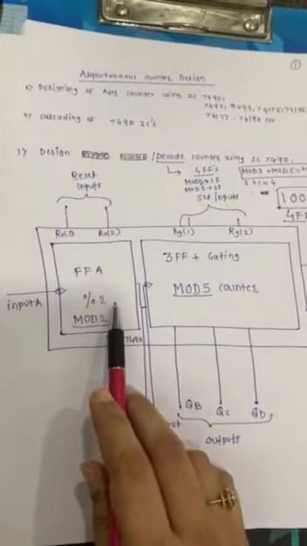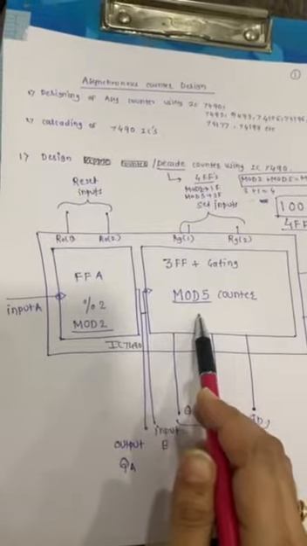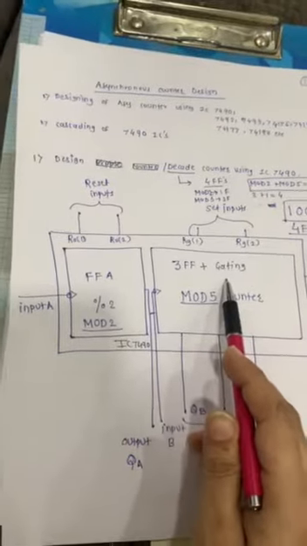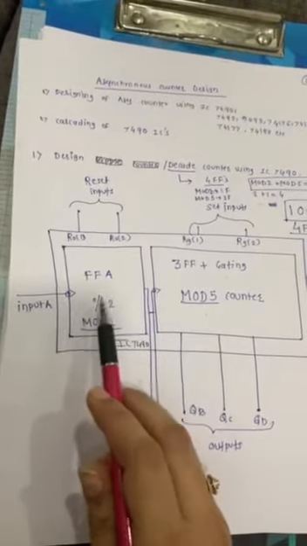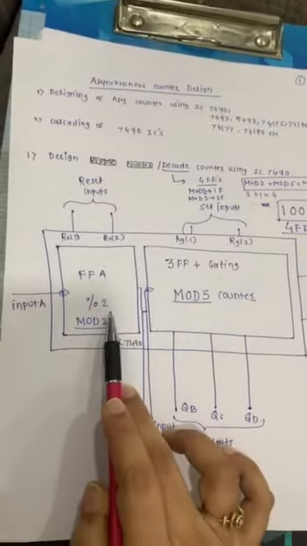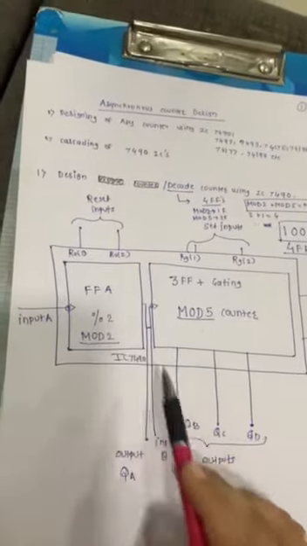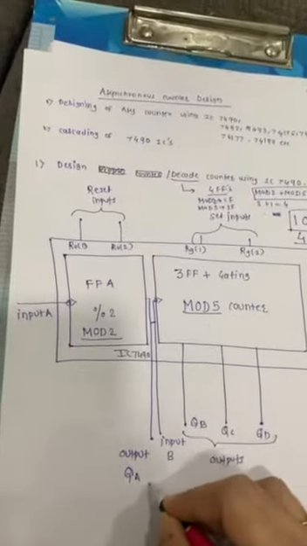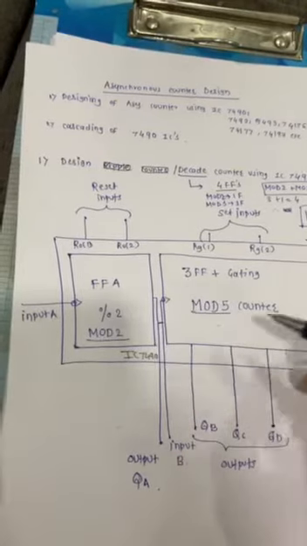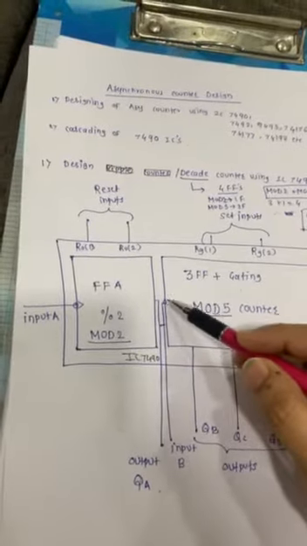First it has a mod 2 counter, that is flip-flop A, and second is the mod 5 counter, in which there are 3 flip-flops and some gates are required, which is called gating. We give the input A to the first flip-flop A, and it gives the output QA. That QA is connected as the input to the second flip-flop, that is, to input B, right? We are connecting it here.